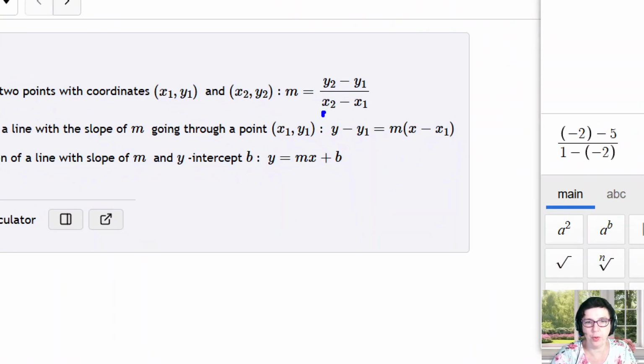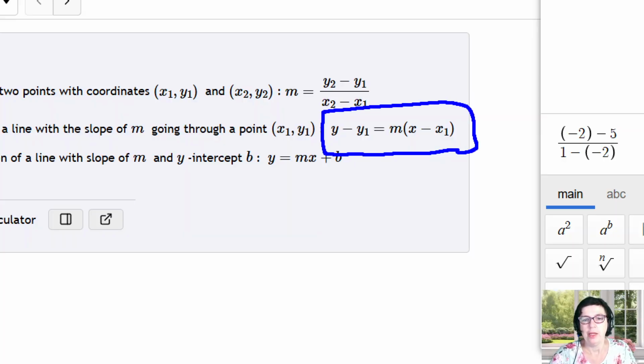So this is the equation right here. The y and x do not get replaced with anything. They should stay the same. What you're doing is replacing y1, putting it in parentheses if it's negative. You're replacing x1, same deal, and you're replacing m. But you're keeping y and x. These are unknowns. We cannot touch them.